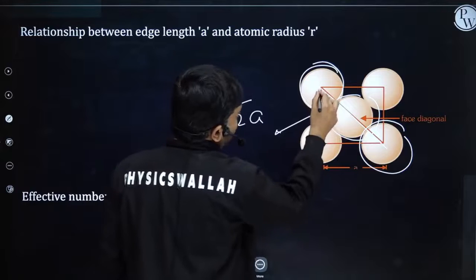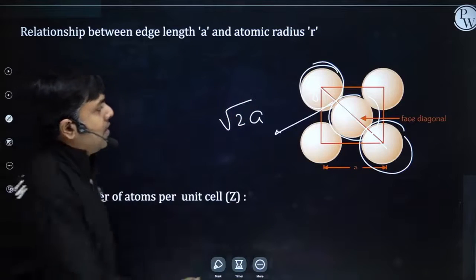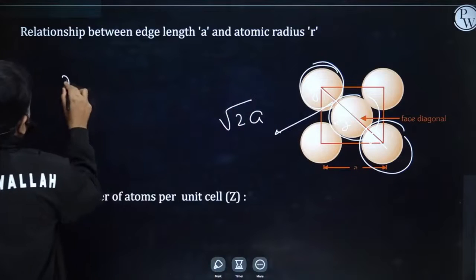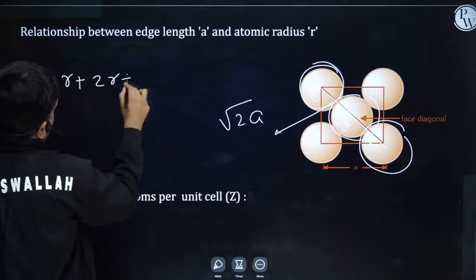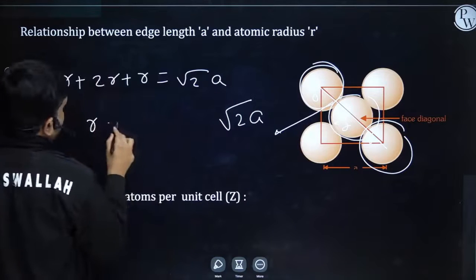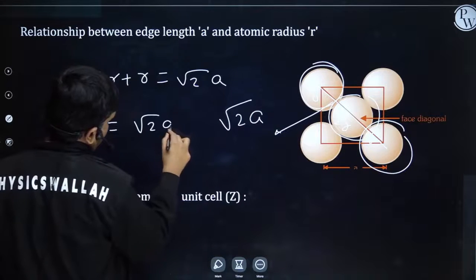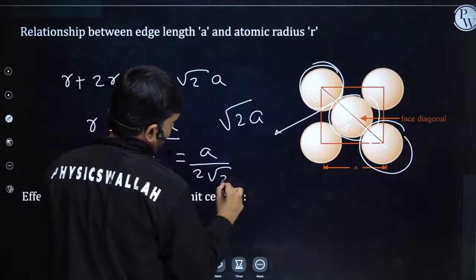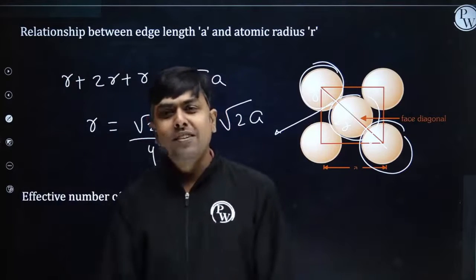Now, if R is the radius of the atom, this one is 2R and this one is R. So, can I say R plus 2R plus R is equal to root 2a. So, what's the value of R? It's root 2a upon 4. It's a upon 2 root 2. Am I clear, students?